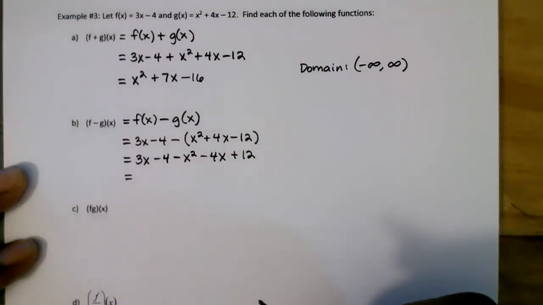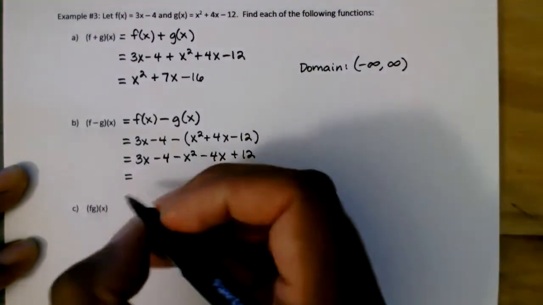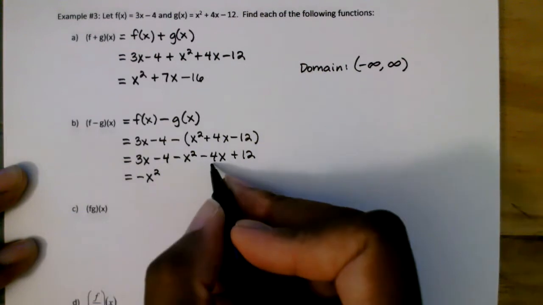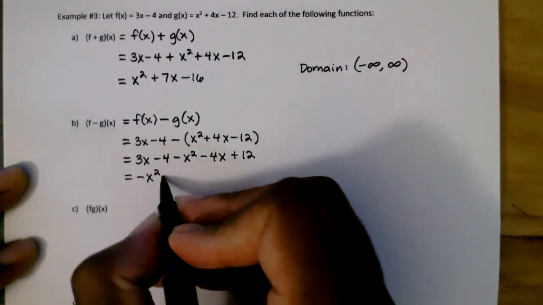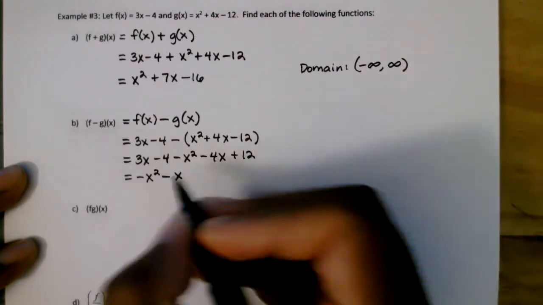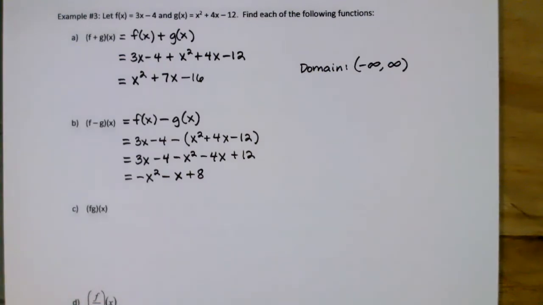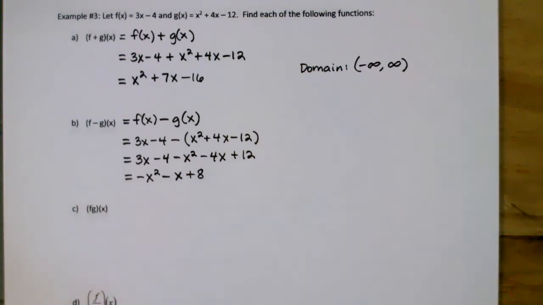Now we can combine like terms here. Nothing to combine with the x squared, but I do have a minus sign in front, so it'll be negative x squared. Let's see, 3x minus 4x would be a minus 1x, or just minus x. And then minus 4 plus 12 would be plus 8. So the difference of those two functions, f and g, would be negative x squared minus x plus 8.